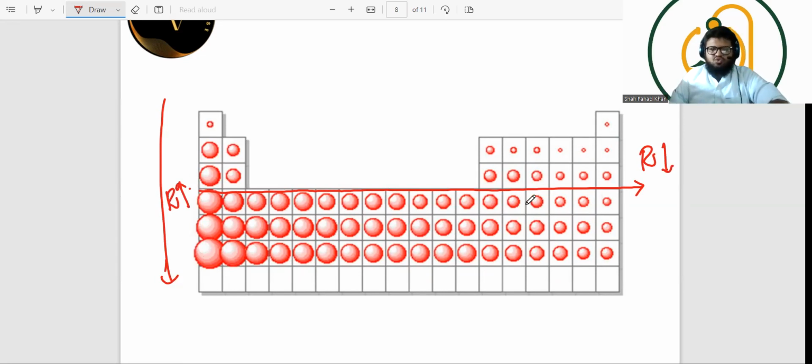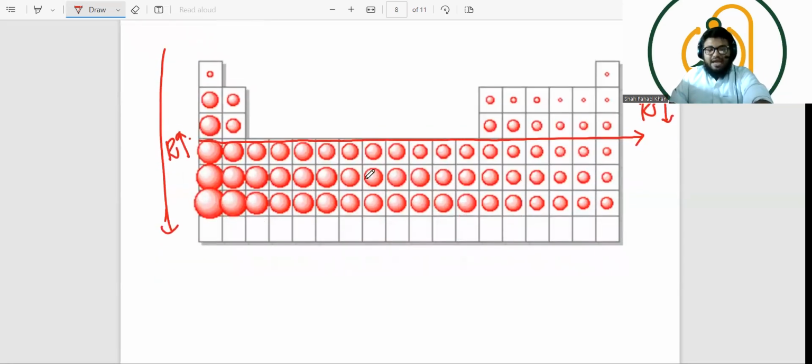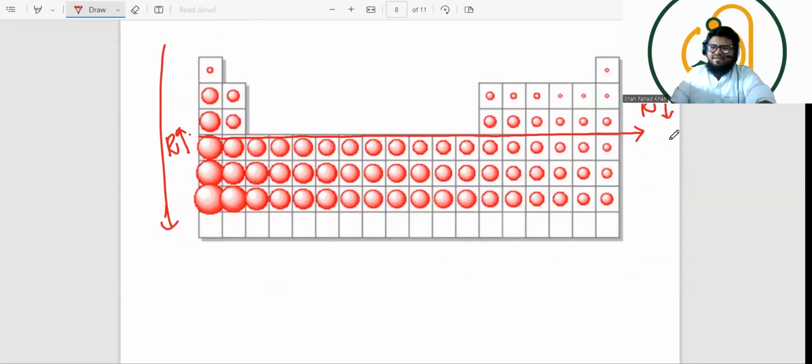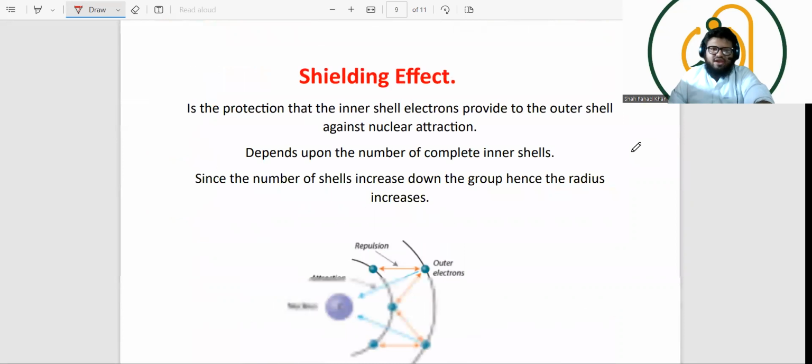All right, so you need to know these two trends. We've just stated them. This is an exam question, to state the trend. The next exam question is to explain each of these trends. So let's first explain the group trend, then we are going to explain the period trend.